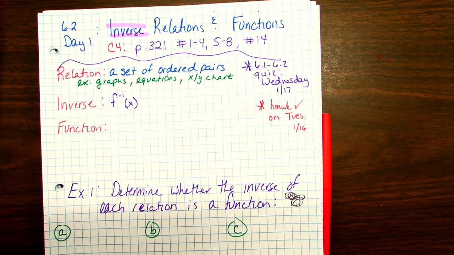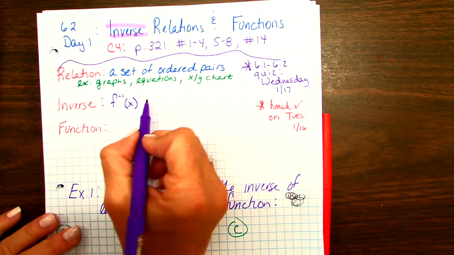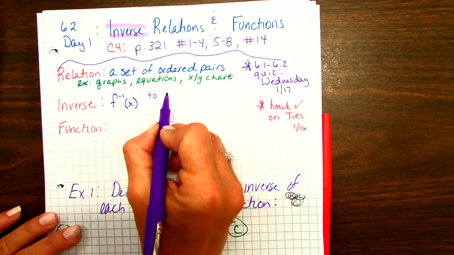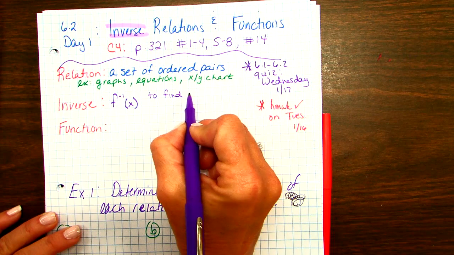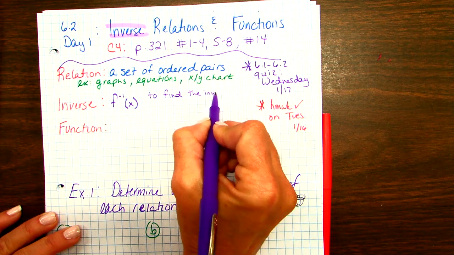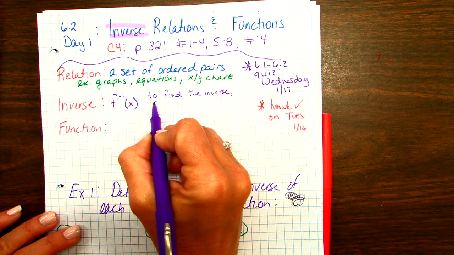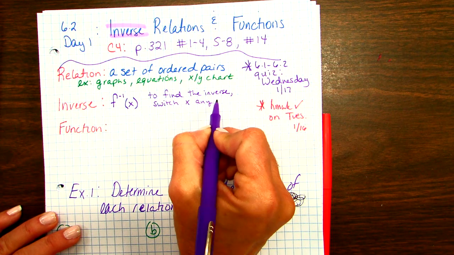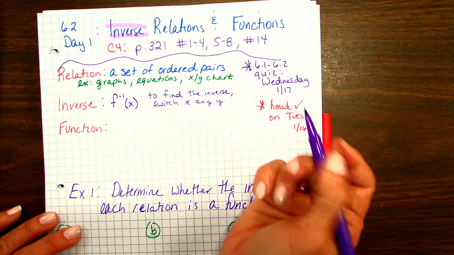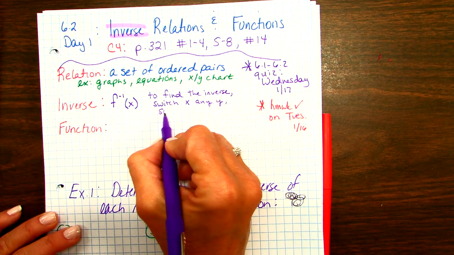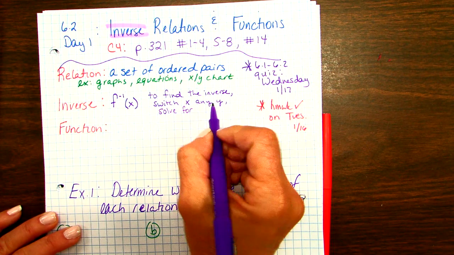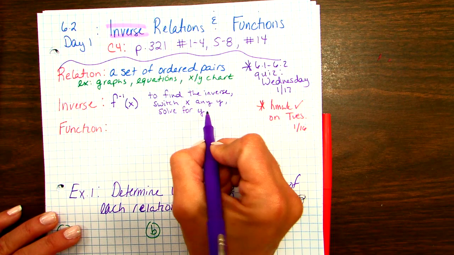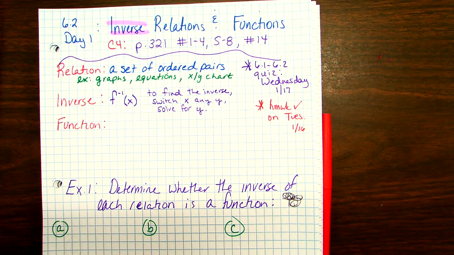And when we find an inverse, it's really, really simple. To find an inverse, you switch x and y, and if necessary, solve for y. So I'll come back to all of this to explain it better, of course. So with inverse, you want to remember switch x and y, switch x and y.